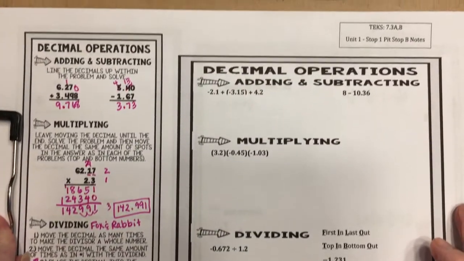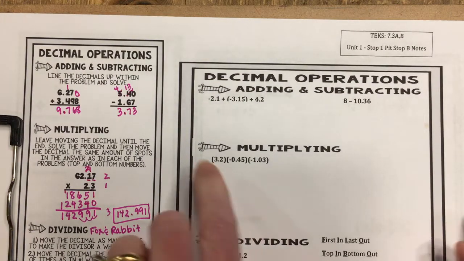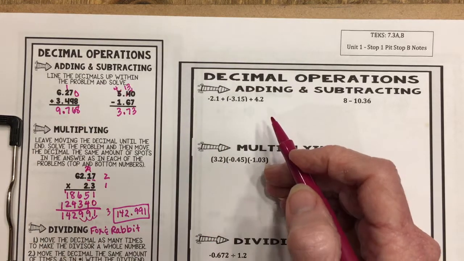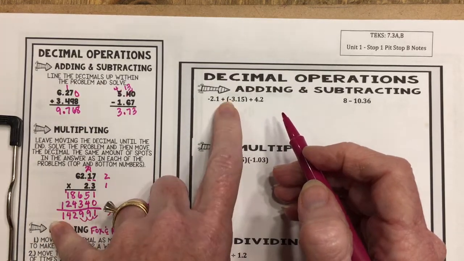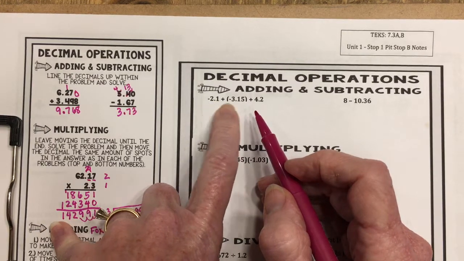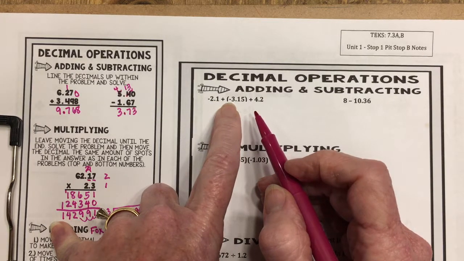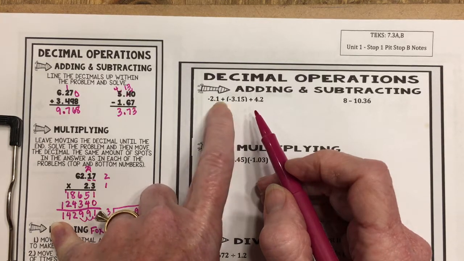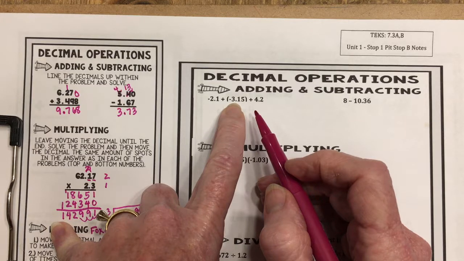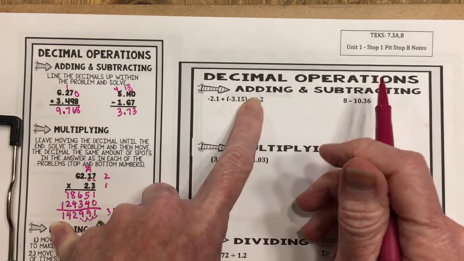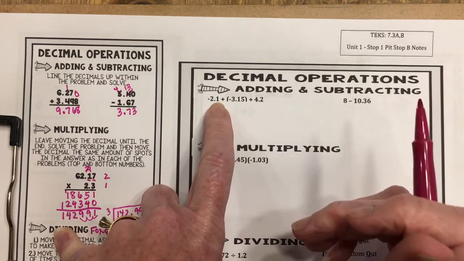Now, what may be new about decimals this year is that we're going to combine what we know about integers with what we know about decimals. So the same rules you use for integers also apply for decimals. So this is negative 2.1 plus a negative 3.15. All right, so the integer rule says when I add and they have the same sign, okay, that I add them together and keep the sign the same. So that's what I'm going to do. I'm going to add these two numbers together. I'm going to do these in order because that's order of operations.